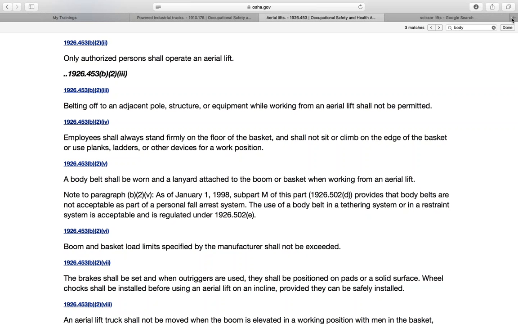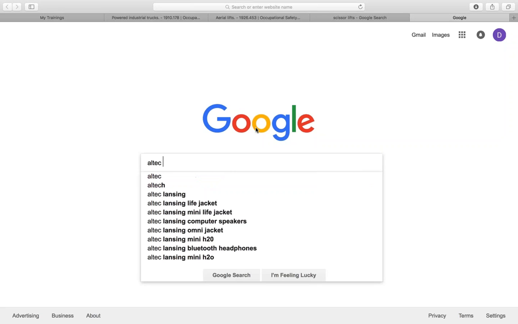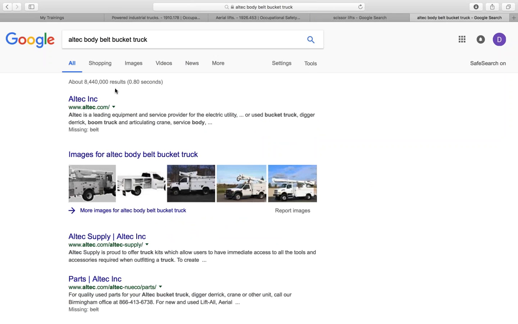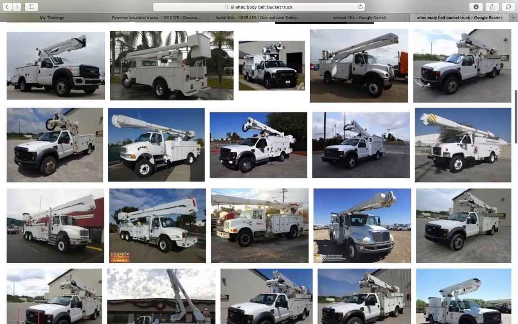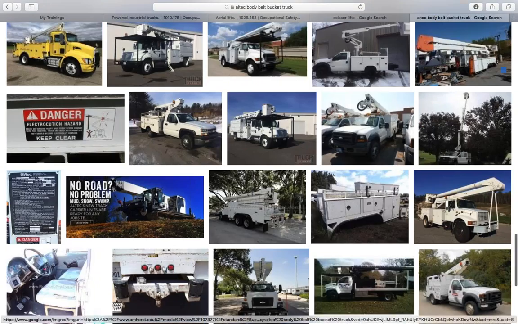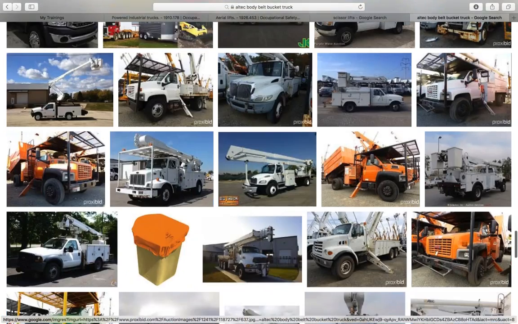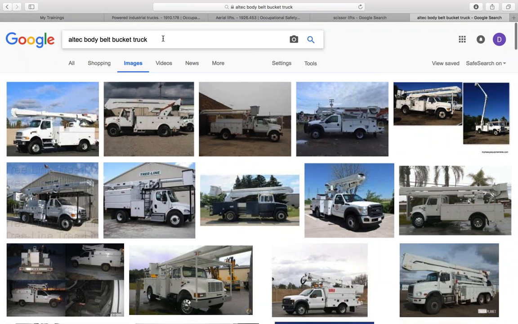So let me show you an example of this. A lot of times you'll see it in a bucket truck. Let me see if I can find this for you really quickly. If not, I may have to find it on the break for you. But basically, a lot of these trucks, what they would do in the past is they would just have a belt that would be attached to the bucket, which would not allow the employee to actually fall out of the bucket. It was used as a tether or restraint system.